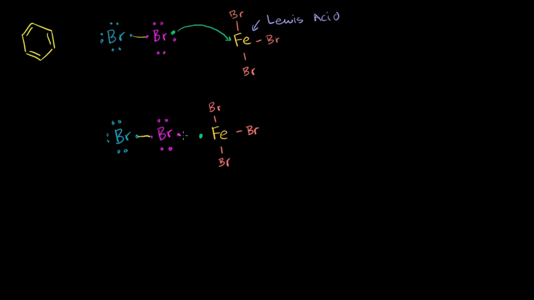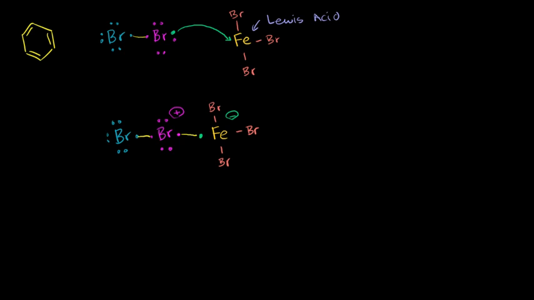And now these guys are bonded. These were in a pair. This electron jumped over to the iron. Now we have another bond. But because this bromine lost an electron, it was neutral, it lost an electron, it now has a positive charge. And the iron, now that it gained this electron, now has a negative charge.